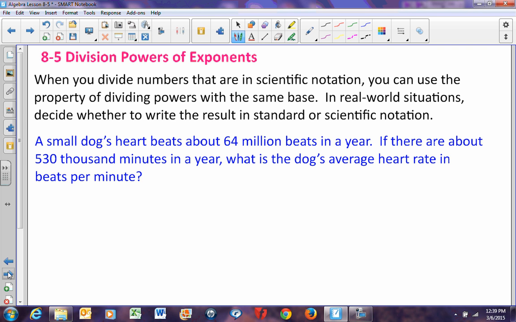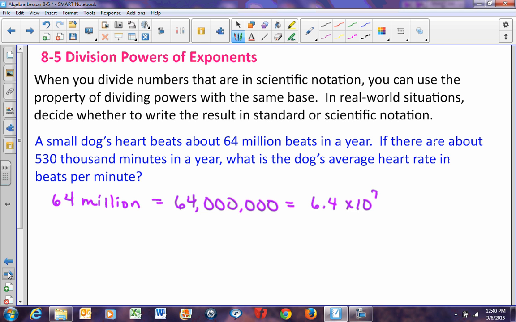Okay, well, 64 million. Let's start with that. I'm going to transfer that to scientific notation. And remember, millions is to the 6th decimal place. So 64 million would be 64 followed by 6 zeros: 1, 2, 3, 4, 5, 6. So in scientific notation, that would be 6.4 times 10 to the 7th power. So I have to move the decimal point 7 places to the left.